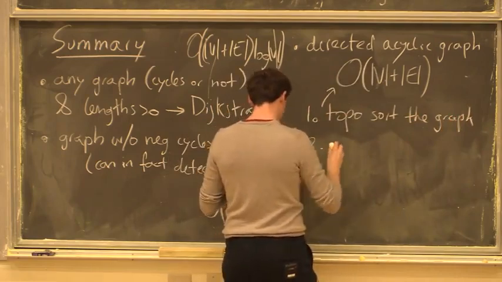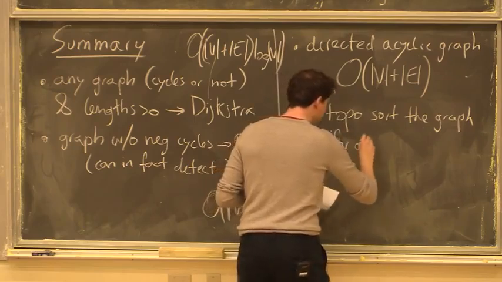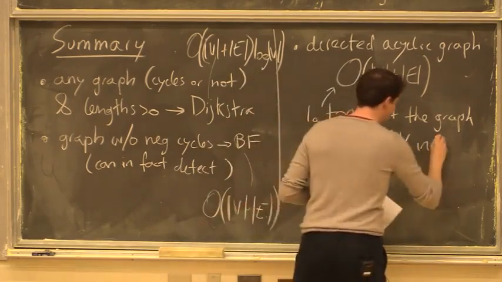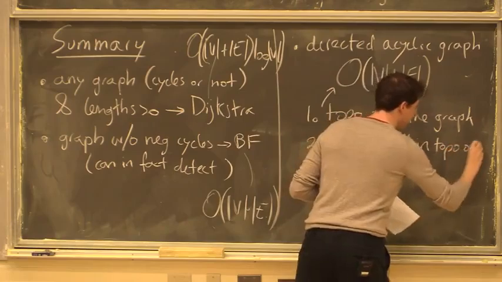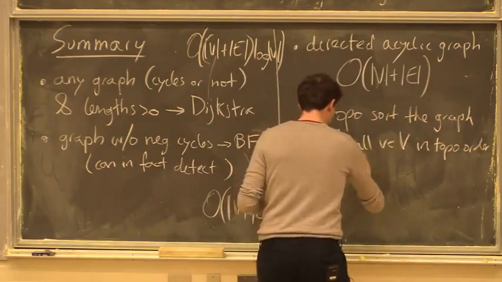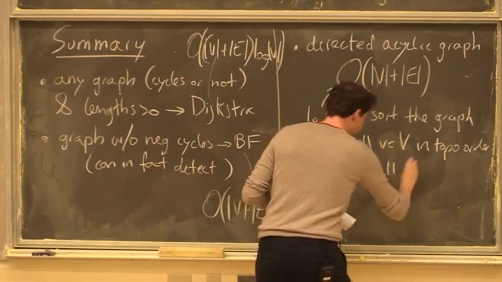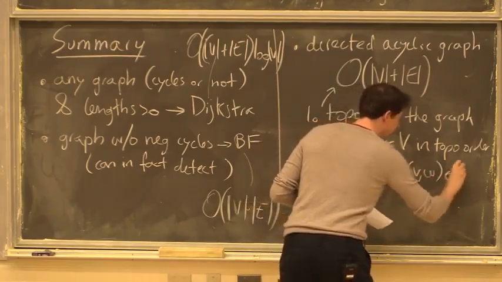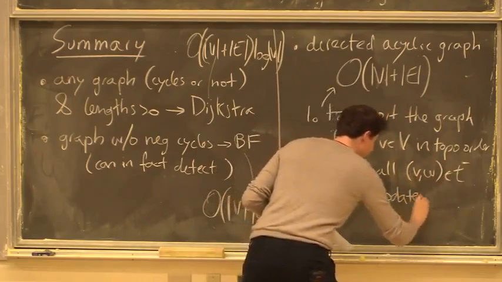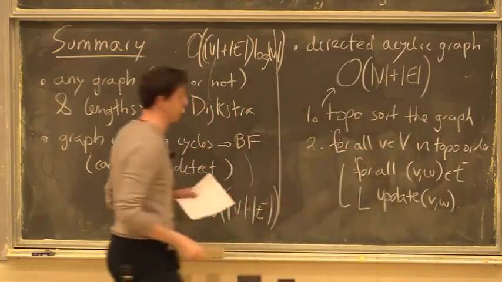And then for all, you can take the vertices in topological order, and then you can look at the outgoing ones for each one of them. So for all VW in E, you update VW, okay? So this is a linear time algorithm.